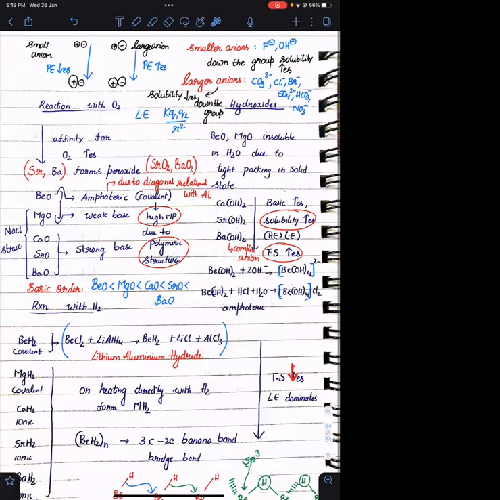These two will be smaller anions. Rest all of them will be considered as larger anions. Larger anions के case में down the group packing efficiency बढ़ता जाएगा. If there is achievement of packing efficiency, lattice energy will be decreasing at a slower rate. If lattice energy decreases at slower rate, the solubility is going to decrease.